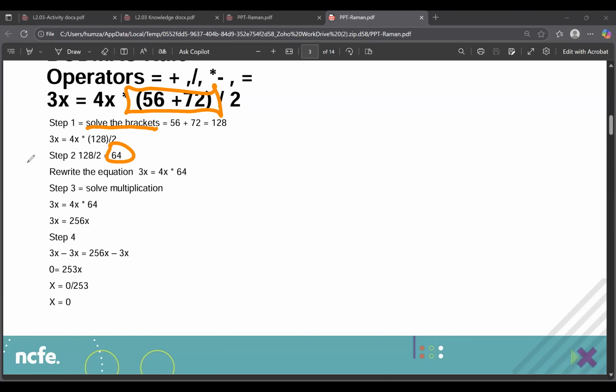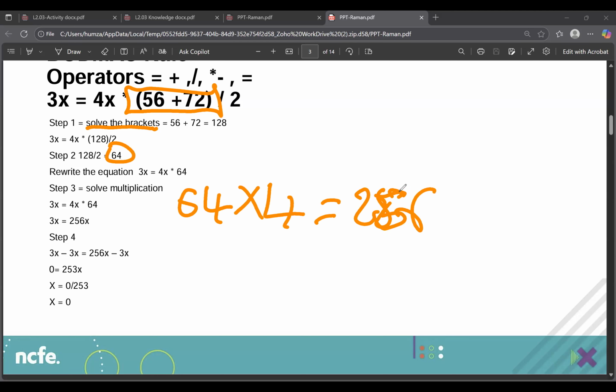Next is to work out the multiplication. So 3x equals 4x times 64. So 64 multiplied by 4. Sorry, that was an issue there. As I said, 64 multiplied by 4 equals 256. 256, not 86. 256x.